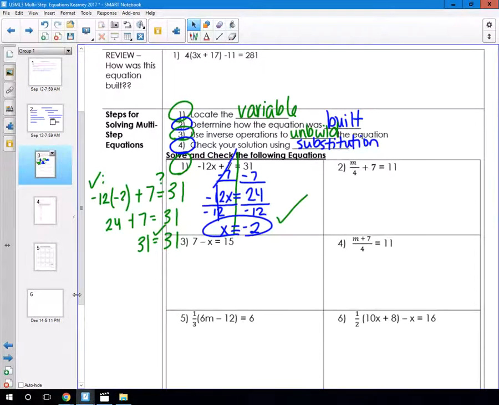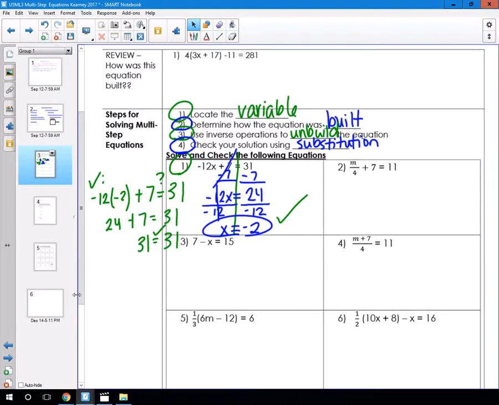Okay, so let's go through our steps. Step 1 is we located the variable to see if we needed to simplify anything. If there was more than one variable, we might have needed to combine like terms. Step 2, we determine how that equation was built. Step 3 is we use inverse operations to unbuild the equation.